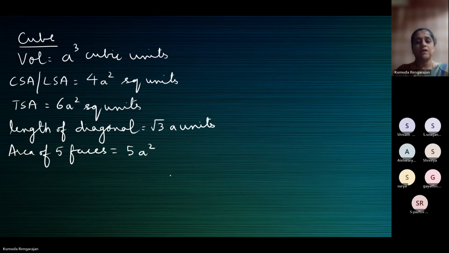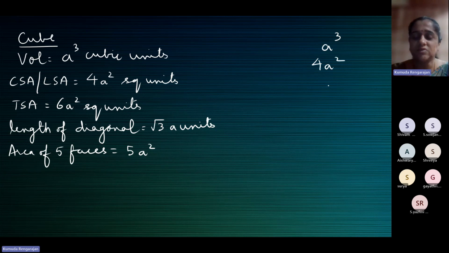5A squared. So volume is A cubed. The curved surface area or the lateral surface area is 4A squared square units. Area of 5 faces, 5A squared square units. The total surface area or the area of all the 6 faces, 6A squared square units. Length of diagonal √3A units.